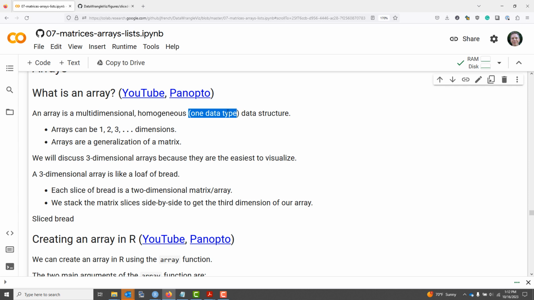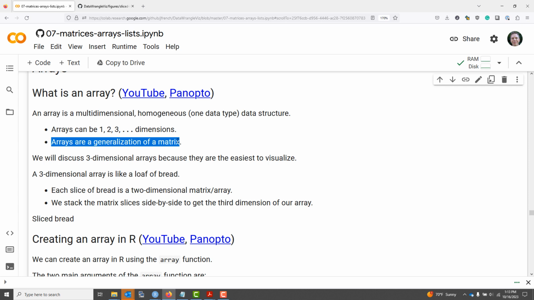Arrays, because they're multidimensional, can have any number of dimensions. They can have 1 dimension, 2 dimensions, 3 dimensions, etc. Arrays are really a generalization of a matrix, where instead of having 2 dimensions, we can have additional dimensions. Sometimes people think of a vector as a 1-dimensional array, a matrix as a 2-dimensional array, and then anything beyond that is an array is its own thing.